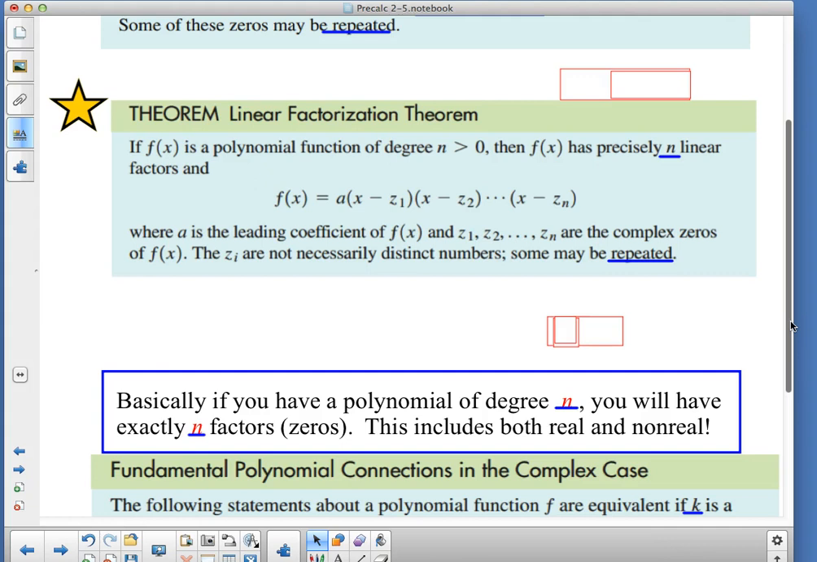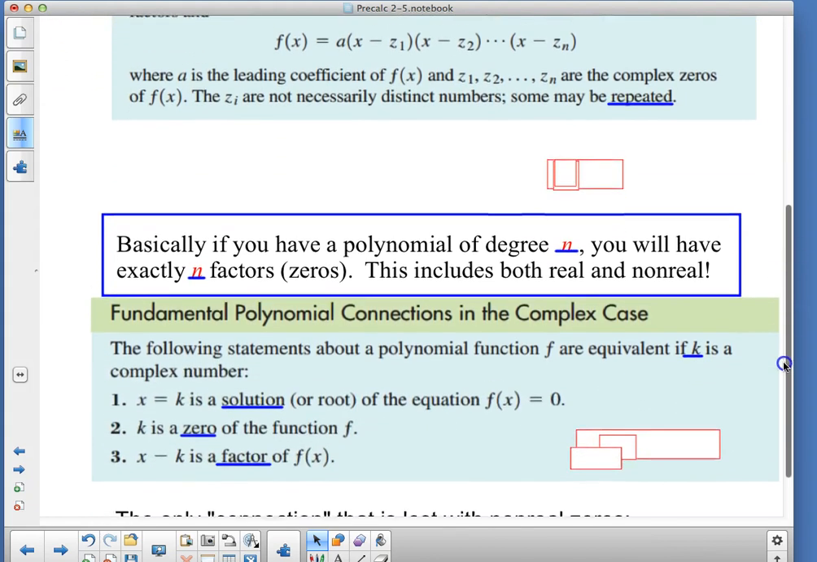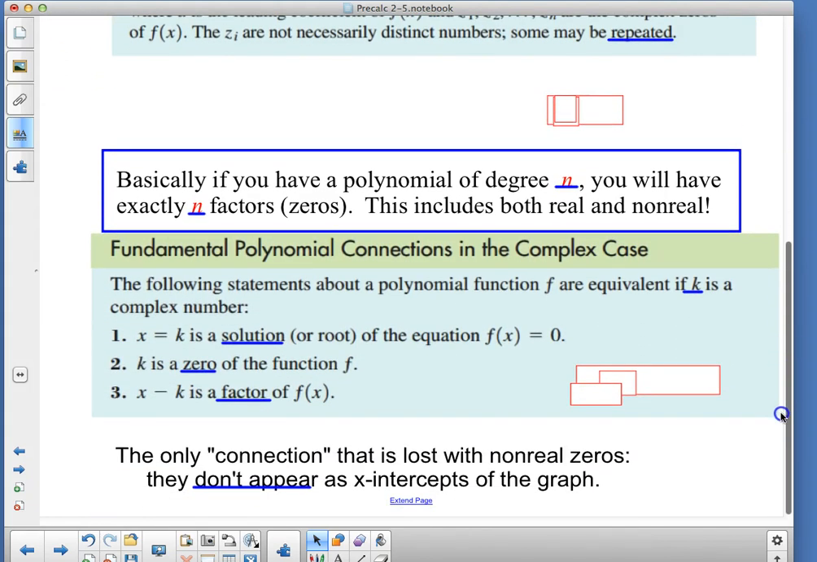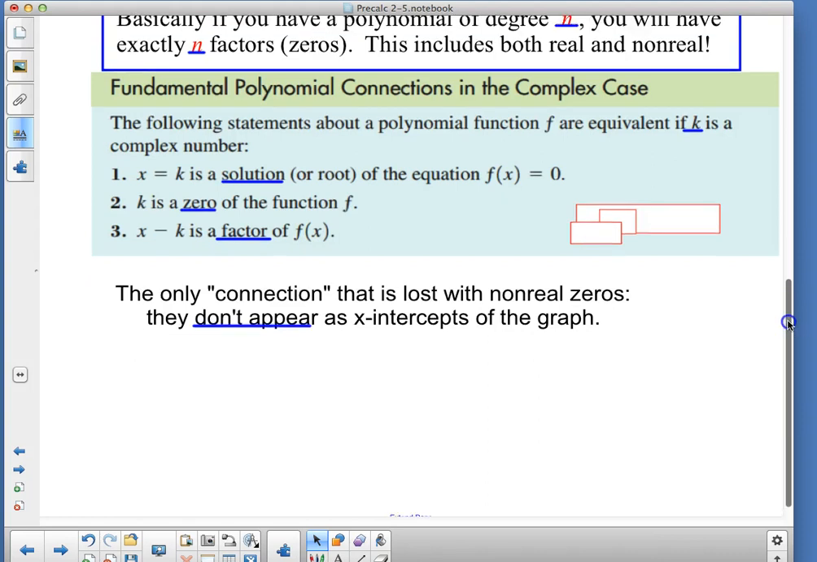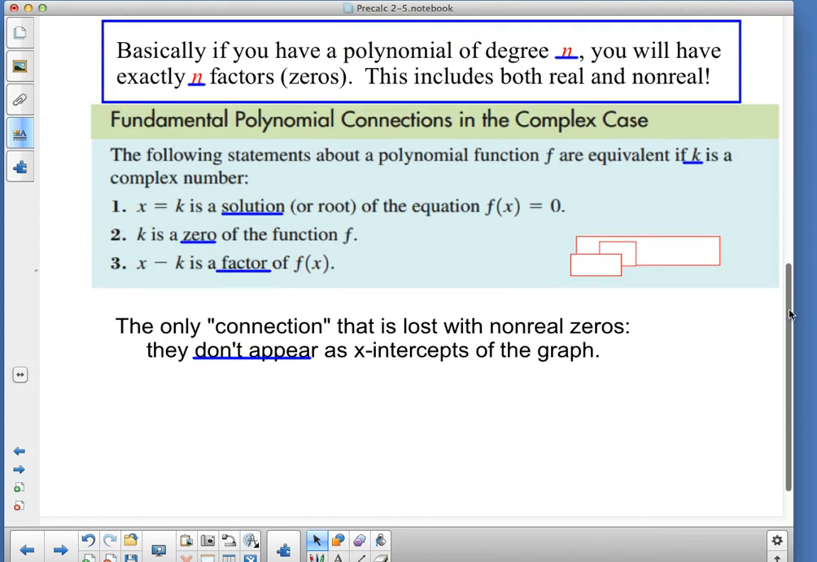are the complex zeros. Now complex zeros are created when we have a zero that doesn't cross the x-axis. So keep that in mind. It's not crossing the axis, that's why the complex ones are created. The zi are not necessarily distinct numbers, some may be repeated. Basically, if you have a polynomial of degree n, you will have exactly n factors or zeros. This includes both real and non-real. That's why we say the ones that don't cross the axis are the imaginary ones.